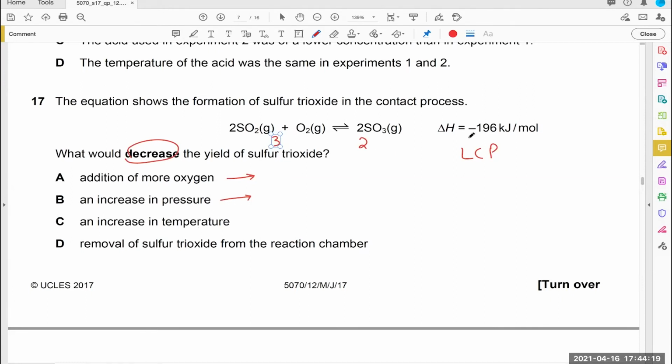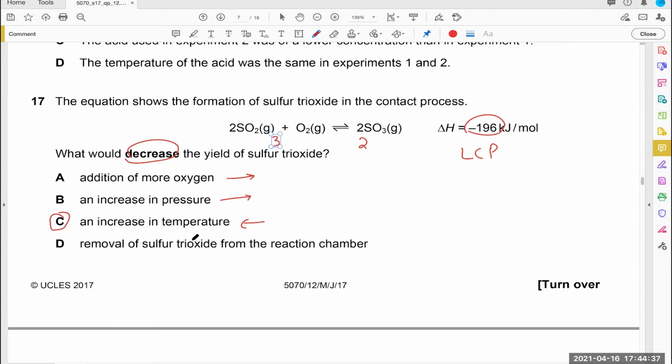An increase in temperature. This is an exothermic process, which means the more heat you have, the less it goes forward. It tries to drive it back. It tries to absorb that heat energy that you give it. Okay? So that means that it's going to drive it backwards. So this might be our answer.